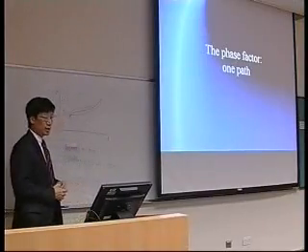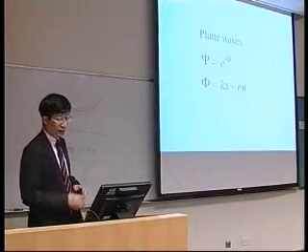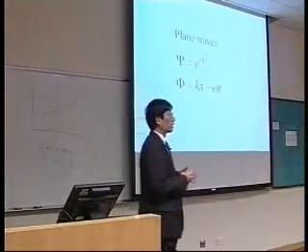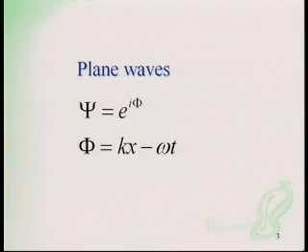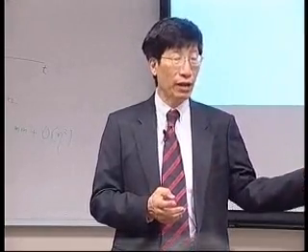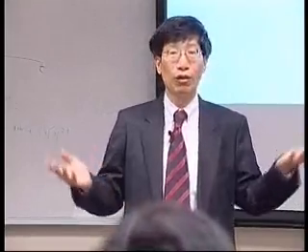So let me start with phase factor for one path. And I will start with plane waves, so things that you know very well. So psi, the first line, is a plane wave. A plane wave goes like e to the i times the phase. And the phase factor for a plane wave in one dimension is the wave number k times x minus the angular frequency omega times t. That's something you know very well.